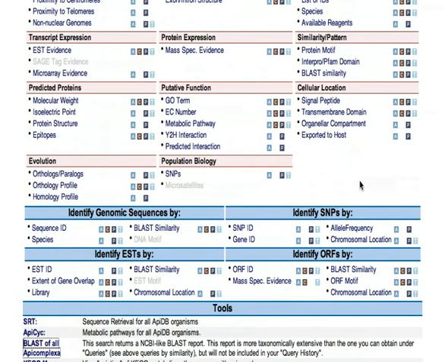There are also queries to identify genomic sequences by various parameters, such as the sequence ID, the species, and BLAST similarity, as well as queries to identify ESTs, such as by the extent of gene overlap, by the library present, by the BLAST similarity and location, queries to identify SNPs by various identifiers and their allele frequency and chromosomal location, and also queries to identify ORFs by the presence of mass spec evidence, by various motifs and chromosomal location.